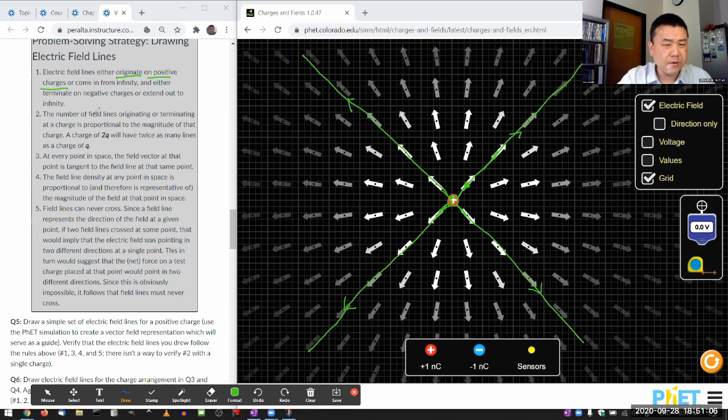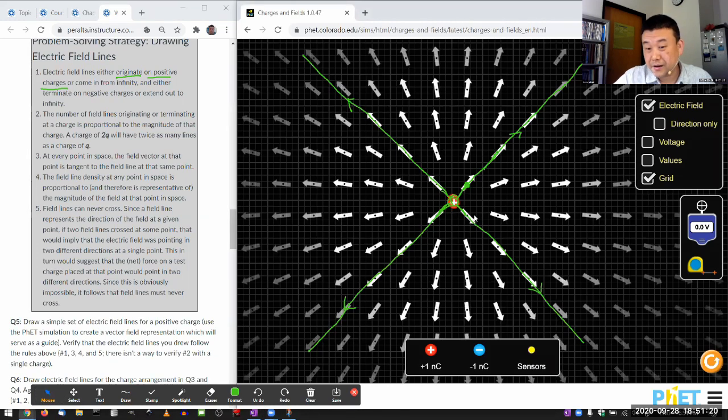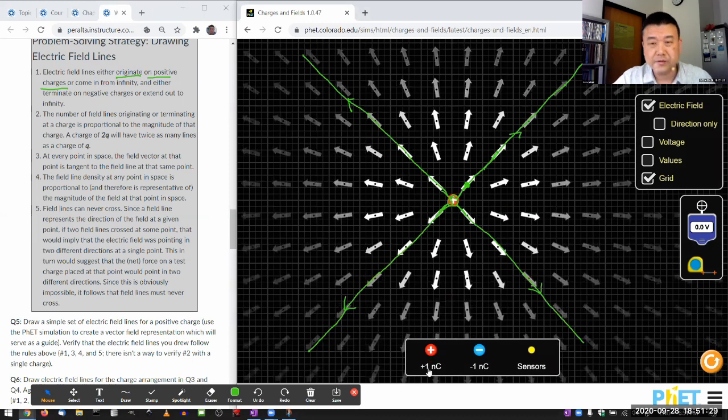It says the number of field lines is proportional to the magnitude of the charge. I drew 4 lines. I guess with this, it's kind of hard to tell. I could have 2 charges here, but in terms of electric field lines, it doesn't look like anything has changed. I think it's going to be easier for me to demonstrate that with question 6, so let me wait until then. It says at every point in space, the field vector at that point is tangent to the field line at that point. That's kind of how we drew it. Each time we reach a point, we follow the direction of the electric field line.